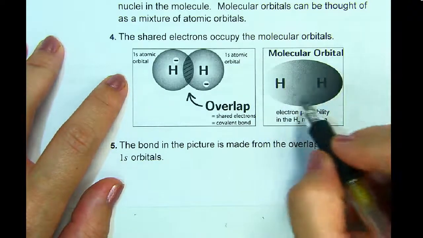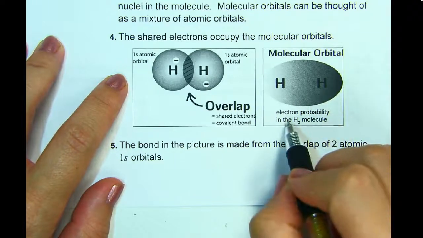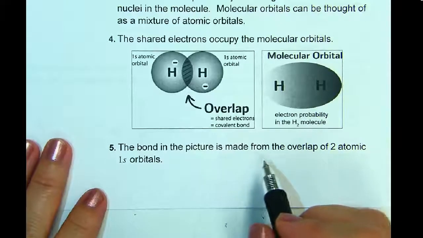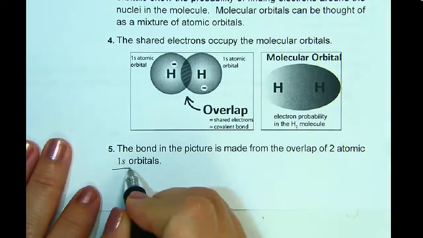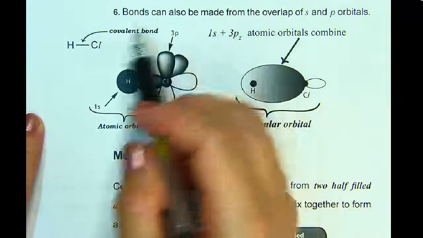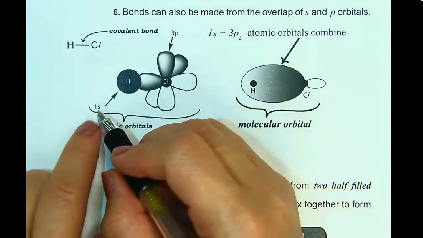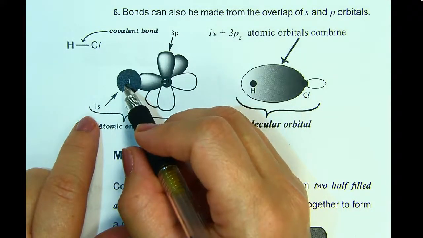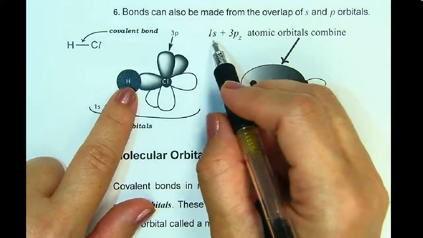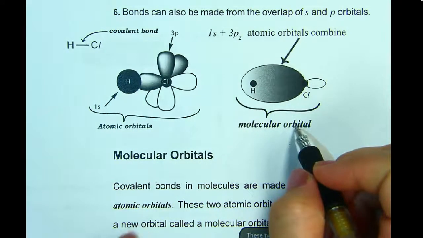And so we say that the molecular orbital looks like this because that is the more probable region of electrons in the H2 molecule. The bond in the picture is made from the overlap of two atomic 1s orbitals. Bonds can also be made from the overlap of s and p orbitals. For example, in the bond between H and Cl, hydrogen is using the electrons in its 1s orbital to bond with the electrons in chlorine's 3p orbital. And so you have a 1s plus the 3p atomic orbitals combined in order to create the molecular orbital.